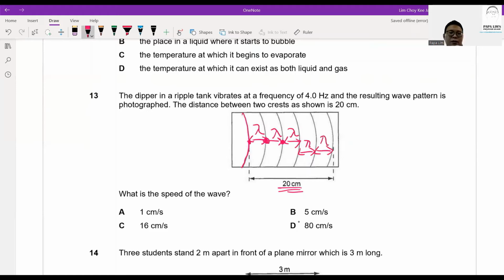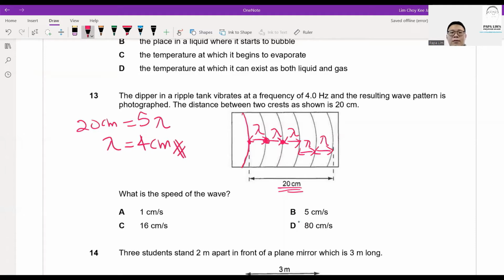So what the question is saying is that for the span of 20 cm, I'm looking at 5 wavelengths, 5 lambda, which means effectively that one wavelength is 4 cm.